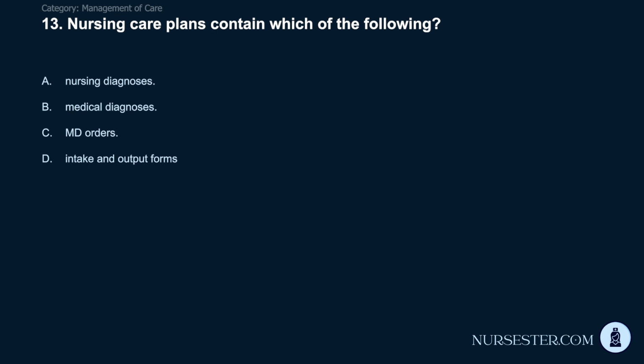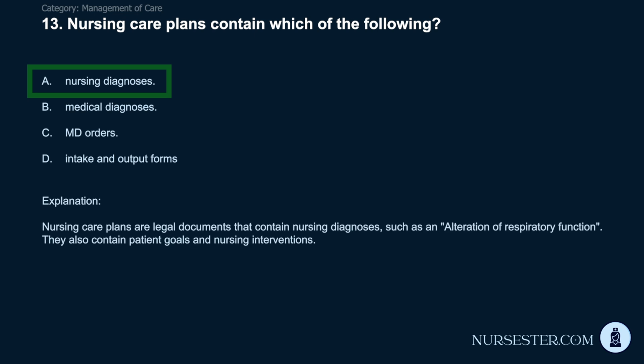13. Nursing care plans contain which of the following? A. Nursing diagnoses. B. Medical diagnoses. C. MD orders. D. Intake and output forms. Correct answer, A. Nursing diagnoses. Nursing care plans are legal documents that contain nursing diagnoses, such as an alteration of respiratory function. They also contain patient goals and nursing interventions.